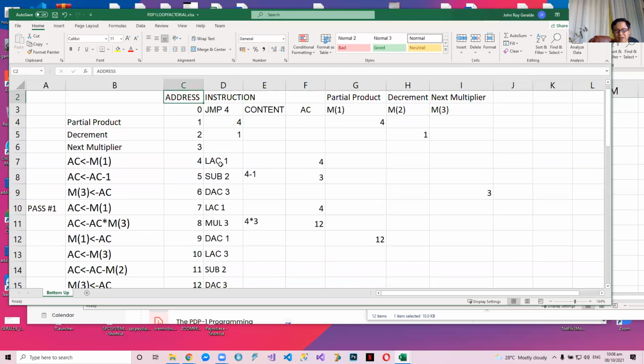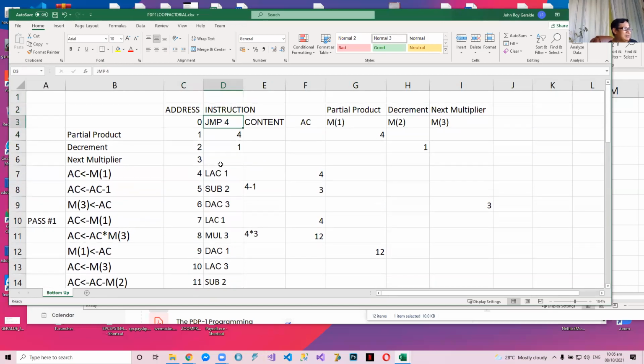Do you follow? This is the benefit of the architecture where the size of the data and the size of the instruction are the same. This is 18 bits. Do you get my point? 18 bits for data and 18 bits for instruction. So there's no more concern about whether we'll go to the left or to the right. Why? Because data and instructions are of the same size.